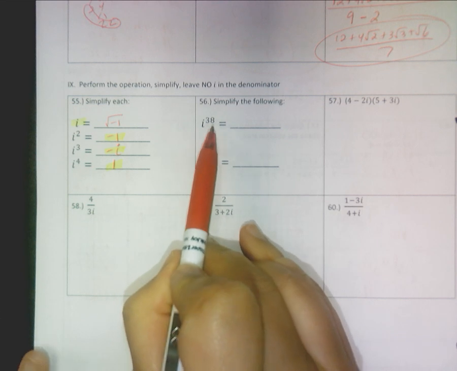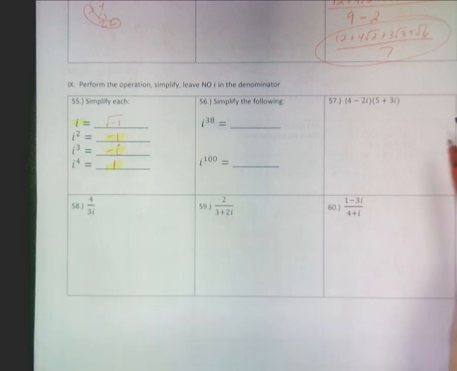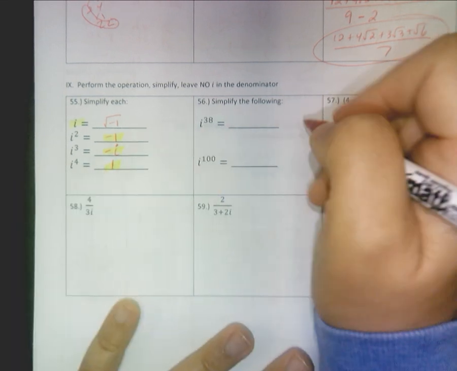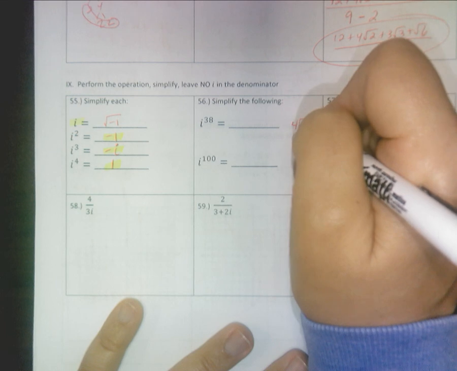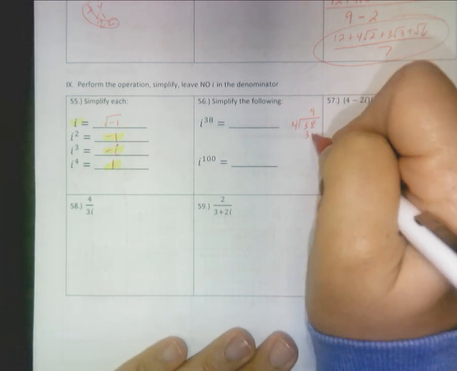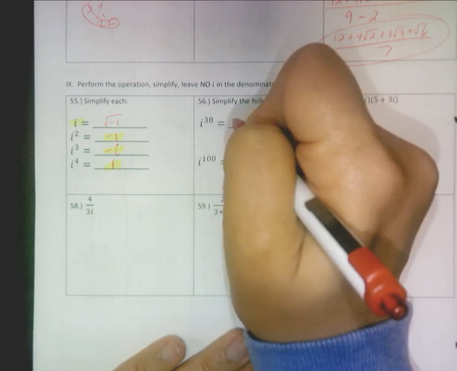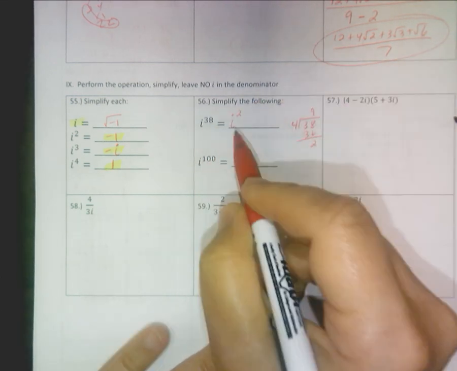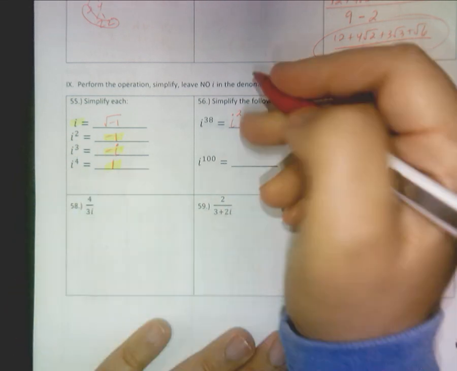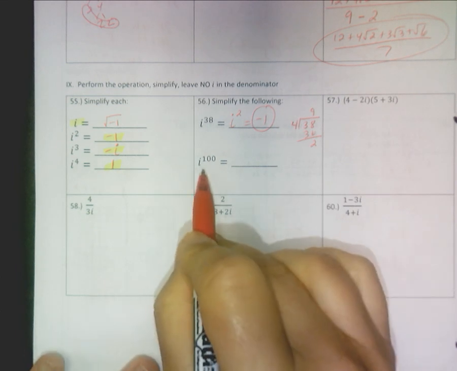So when I see i to the 38, what does that mean? That means I have 38 i's. Well, for every 4 of them, it makes 1. So let's divide this by 4 and find out what our remainder is. So 4 goes into 38 9 times with a remainder of 2. Well, that's equivalent to i squared, but I don't want you to write i squared. I want you to write what i squared is equivalent to, which is -1. That is your answer.